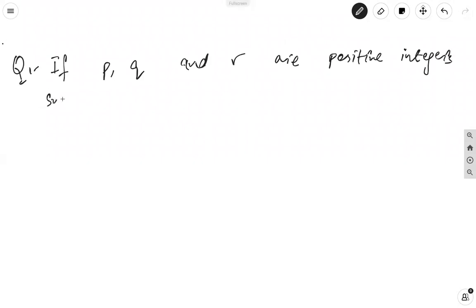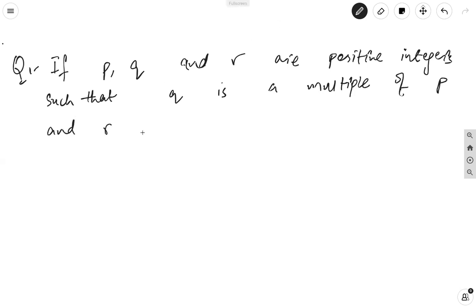such that Q is a multiple of P and R is a multiple of P. No, R is a factor, not multiple. R is a factor of P.